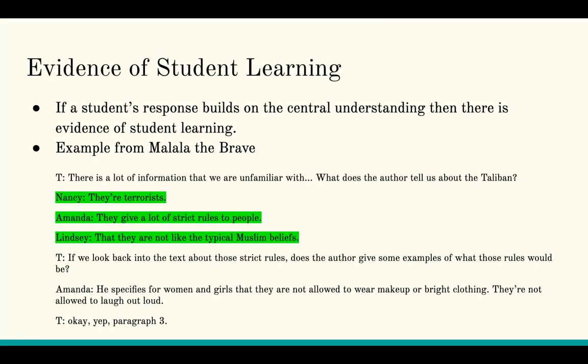So Nancy was able to tell us that they're terrorists. Amanda hit on the aspect that there's strict rules, and then Lindsay was able to tell us how they are not the traditional Muslim beliefs. So they're an extreme group. So the 3 sentences I highlighted there would be compelling evidence of student learning.